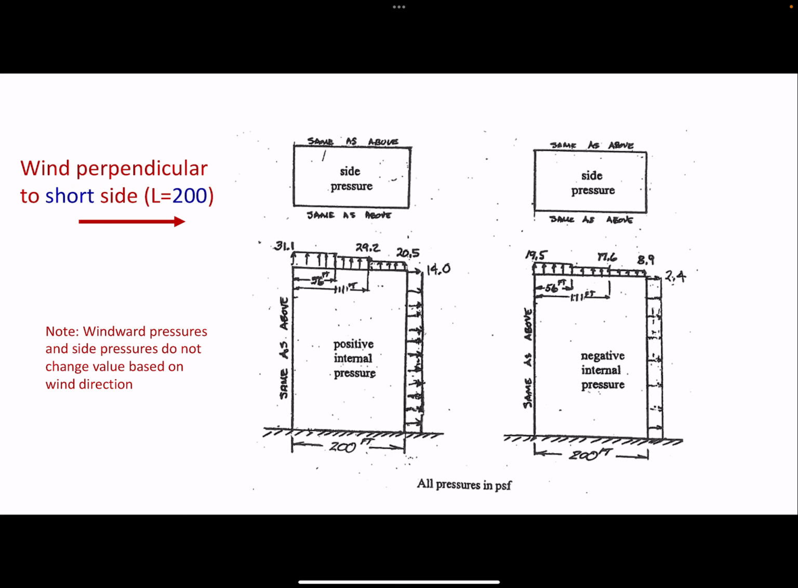Just show the direction. So for wind perpendicular to the short side, the other direction, the windward pressures don't change at all, because remember that Cp value for windward is always positive 0.8. It doesn't depend on the ratio of L over B. Same with the sidewalls, it's always going to be negative 0.7. It doesn't matter what direction the wind is blowing. So the roof and the leeward walls are the only pressures that will change with wind direction. Those are shown a little bit differently here for that new direction.